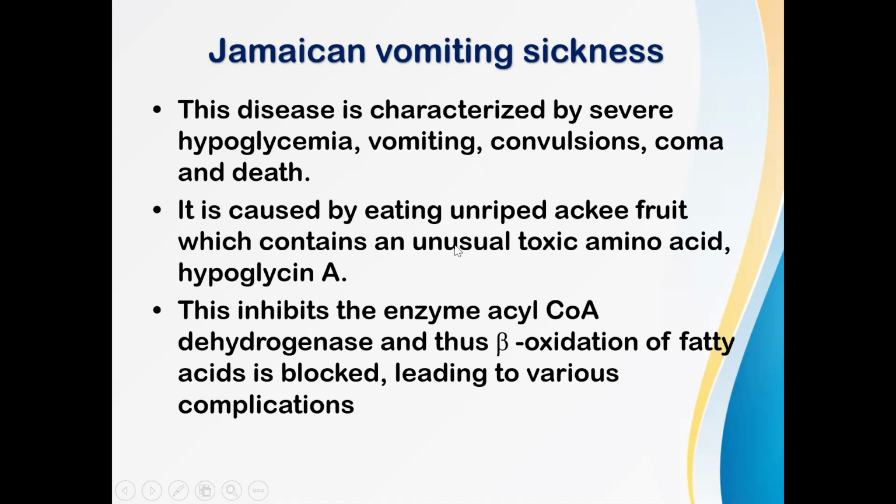So basically, this is caused by eating the unripe ackee fruit, which contains the toxic amino acid hypoglycin A, and this inhibits the enzyme acyl-CoA dehydrogenase, and that will block beta oxidation, which will lead to the complications of the symptoms associated with this Jamaican vomiting sickness.